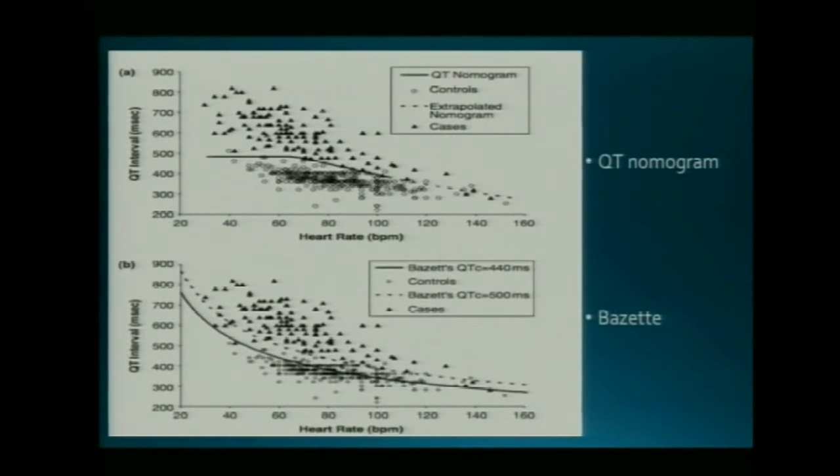Now, as you can see, this image here is the QT nomogram. This dashed line is the Bazett QTc at 500 millisecond nomogram. You can see both of them picked up most of the drug-induced QT prolongation cases which developed Torsades. But if you look at the Bazett, it actually missed a lot of cases down here. These triangles are cases of drug-induced Torsades. So it's clear from this picture that the QT nomogram seems to be much more sensitive.